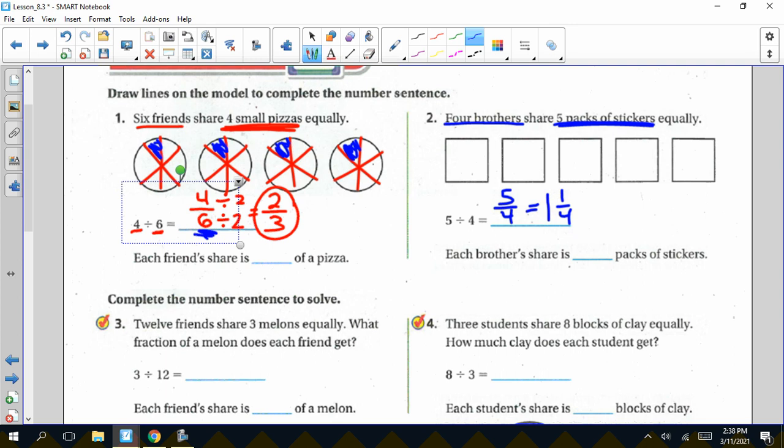Each brother would get 1 1/4 of the stickers. To show that, we could say one of the brothers gets the first pack, the second brother gets the second one, the third brother gets the third pack, and then the fourth. So they each get 1 whole pack. And then they would split the last one. So each brother would get 1 whole pack and 1/4 of the last one. 1 1/4.